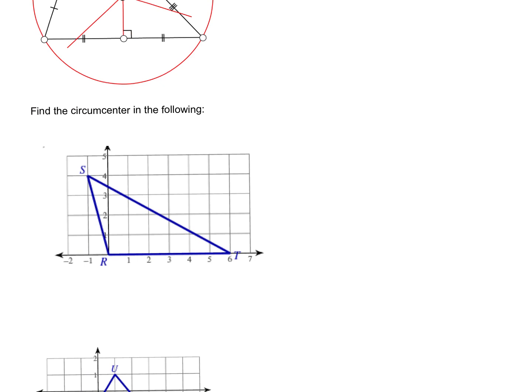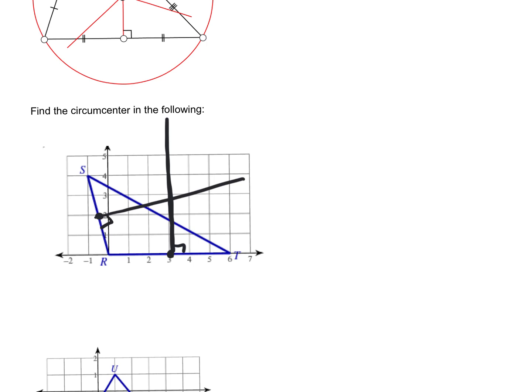So if I look at the middle of these, so RT, the middle is here. So if I go perpendicular, I just like to extend these because sometimes these go kind of some weird places. So that is a perpendicular bisector there. The middle of SR appears to be something like here. And I'm going to go perpendicular to that, which would look something like that.